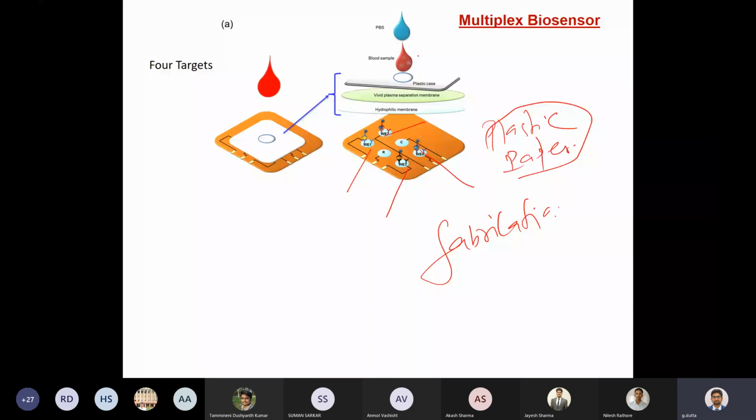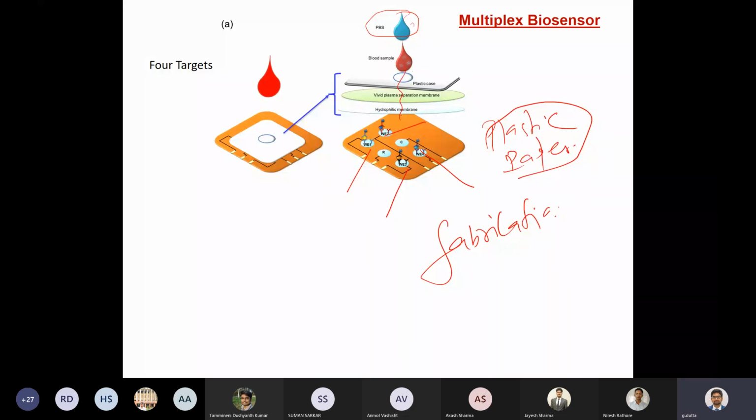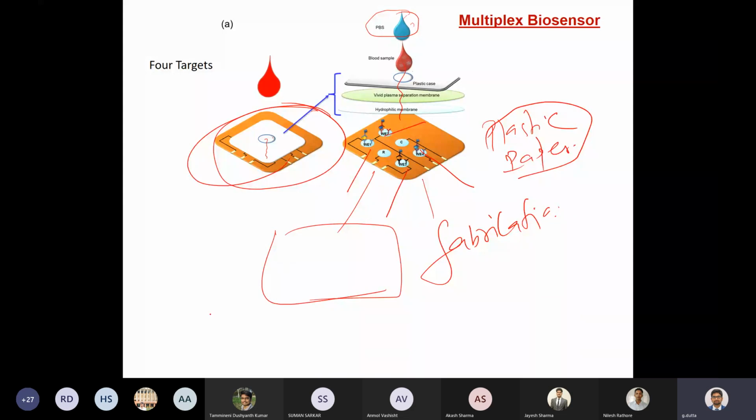So here actually you can see we are using some PBS after dropping the blood. So why? Because maybe when you're pricking your finger, you will not have enough volume of blood. But if you drop some PBS, then it will help you to pass through all the membrane. So you can use some buffer solution. So your final chip will look like this. Clear? So you will drop, then it will go through all the membrane, and it will come to the surface, and the reaction will start. Then you can connect these things with a portable potentiostat.